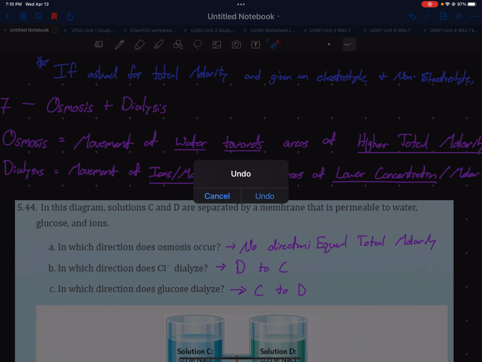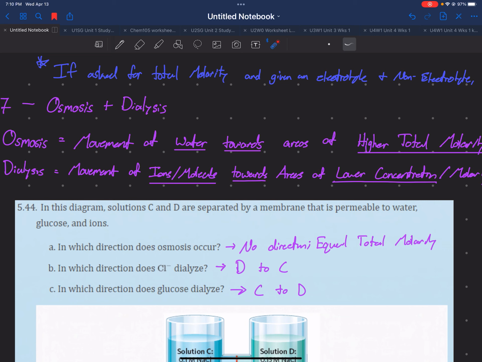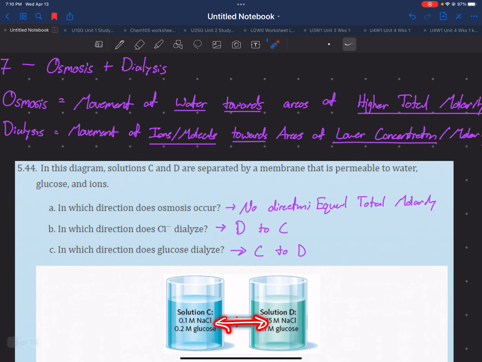And then another thing to watch out for would be this part of the problem where it says a membrane that is permeable to water, glucose, and ions. I think it was a test. I forgot if it was an outlier or a test, but they might trick you and say it's a membrane that is permeable to water and ions, and it doesn't say anything about glucose. If that's the case, all permeable means is that the stuff can move back and forth from this side or from this side.